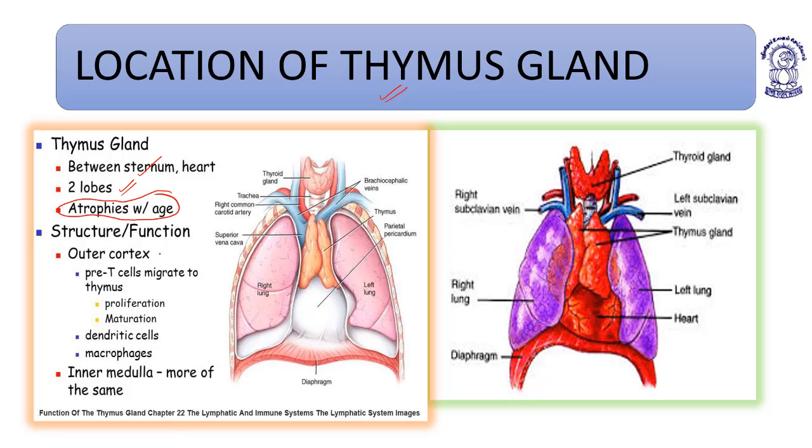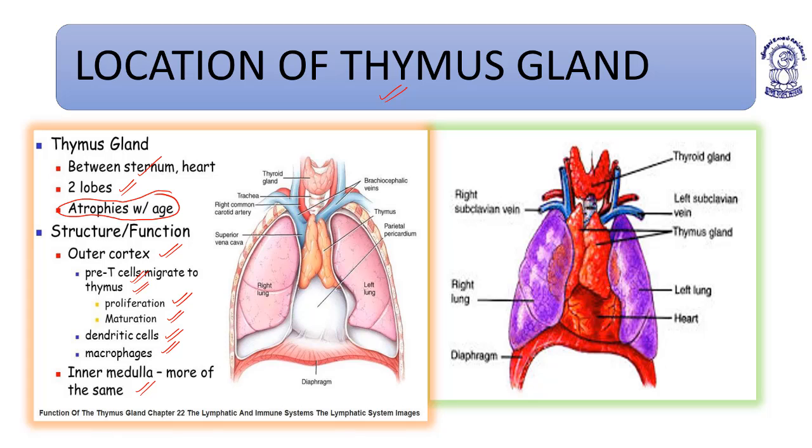Structure and function. The outer part is the cortex, made up of pre-T lymphocytic cells that migrate to the thymus. These premature T lymphocyte cells proliferate and mature here. Formation of dendritic cells and macrophages happens here, and the inner medulla has some more functions.